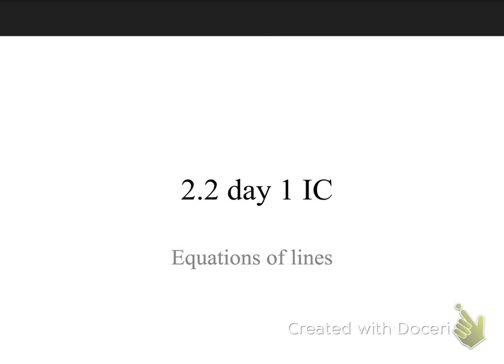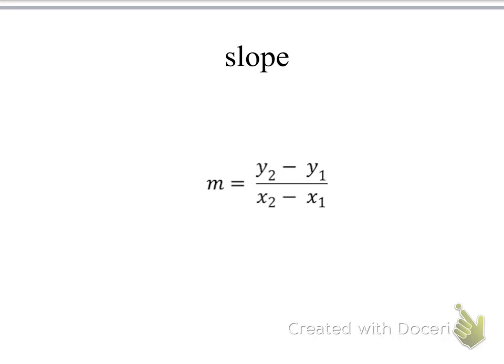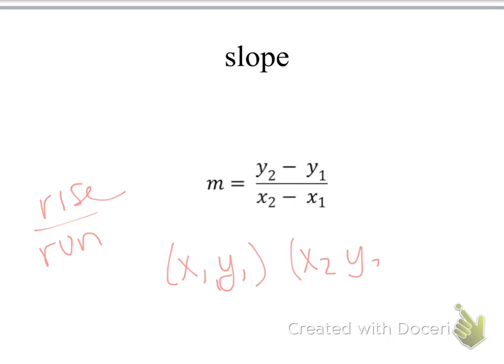Okay, in this video we're going to be talking about equations of lines: slope-intercept, point-slope, and slope. So here's my general slope equation. Remember, this is also rise over run if you see it on a graph. We get these from our two points, x1, y1 and x2, y2. That's how we get our slope equation.